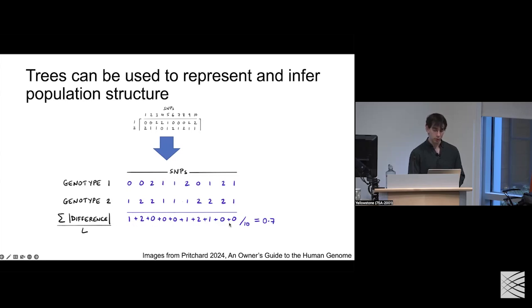Then we'll sum up the absolute difference and divide it by the number of markers. And so this just tells us a kind of crude metric of exactly how similar these genotypes look. And then we'll do this for every pair of individuals. Because there are 8 individuals in our data set, we'll end up with an 8 by 8 distance matrix.